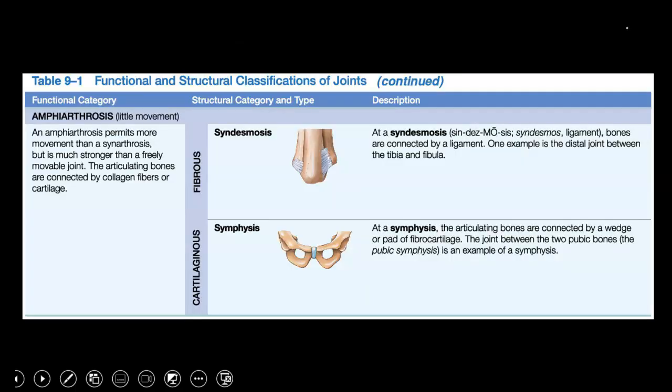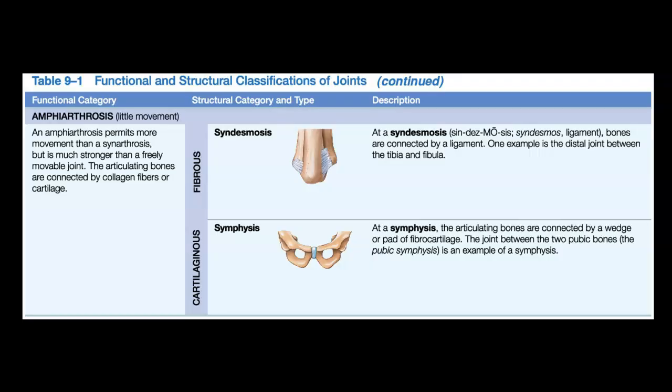So with that amphiarthrosis, like we said, that permits more movement than what we just saw, but it's still going to be stronger than those freely movable joints. So the articulating bones are going to be connected by collagen fibers or by cartilage. So the top one that you see here is going to be the syndesmosis. This is going to be where bones are going to be connected by a ligament. So you can see how those bones there are connected to each other. You do not want them to move apart from each other. An example would be a distal joint in the tibia and fibula, or you could have an example of the distal joint that you would find between the radius and the ulna.